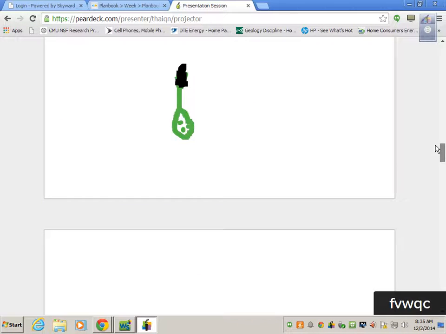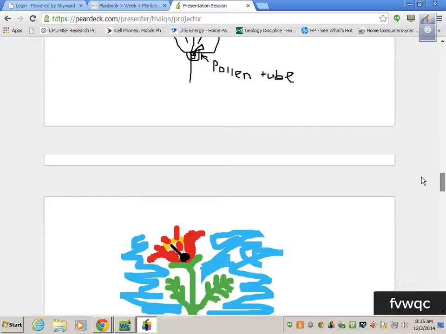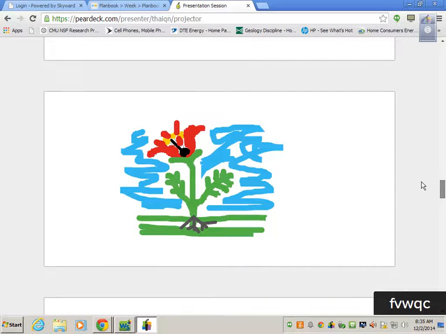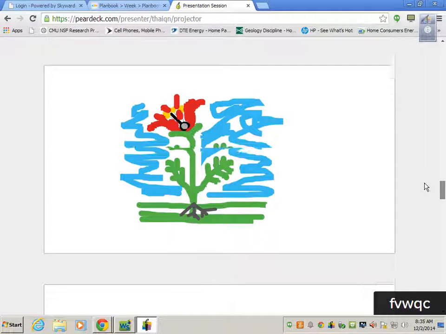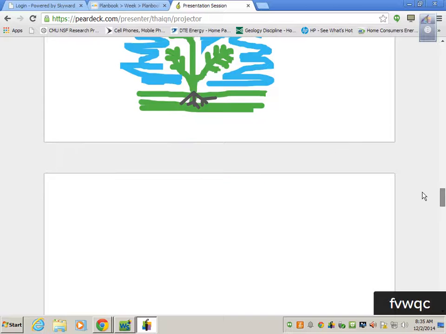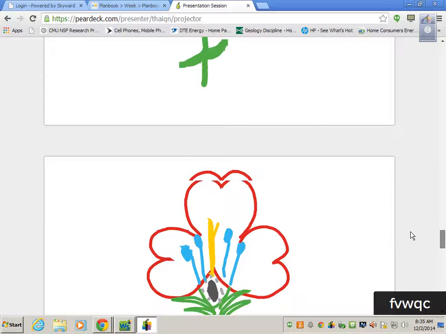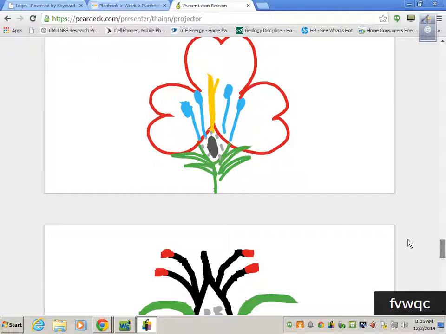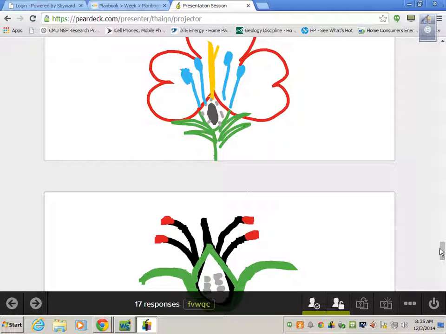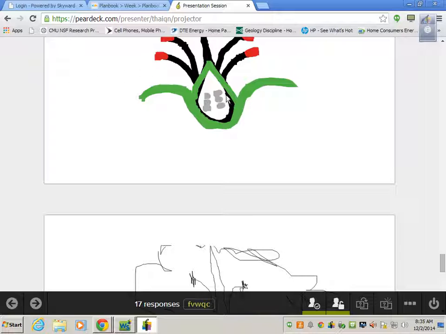That's pretty too. You guys are pretty good. Oh, look at that one. That's just waiting for a bee. Let's see here. Oh, look at that one. That's a good one. Oh, look at that. Multiple eggs in that ovule. Pollen tube, anther and filament.